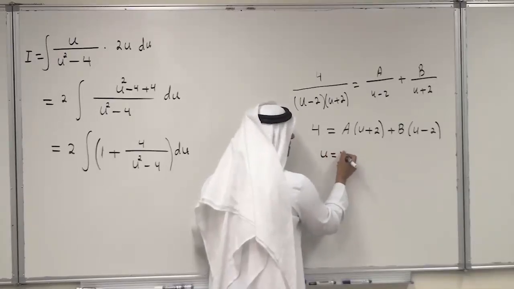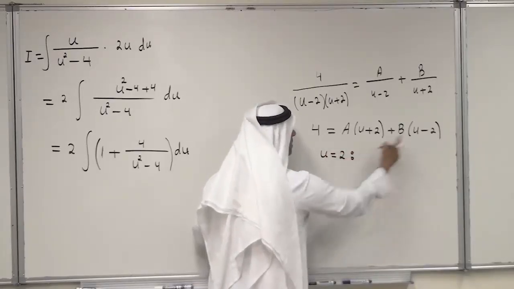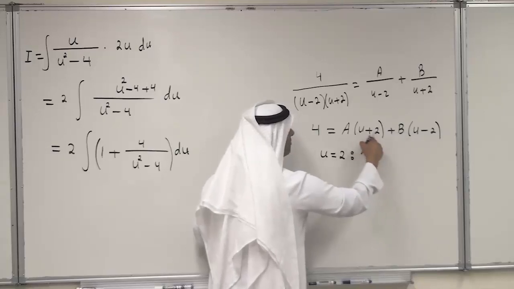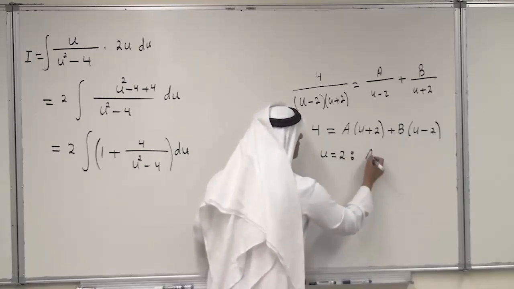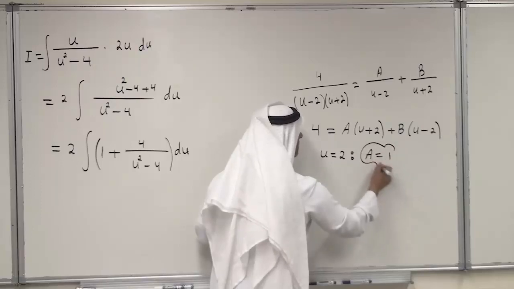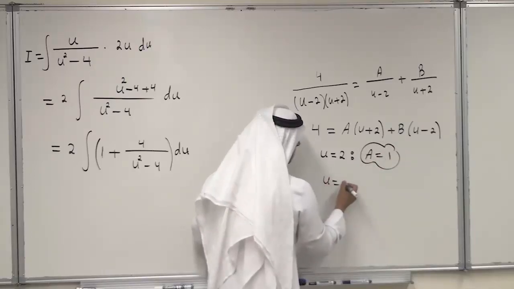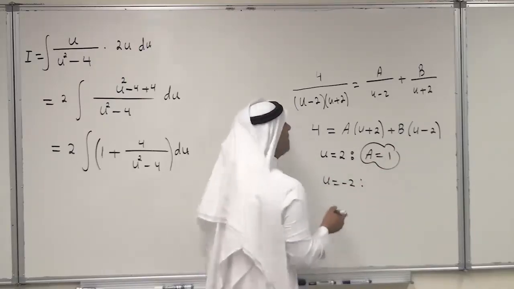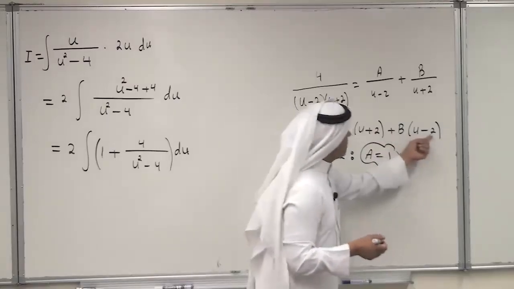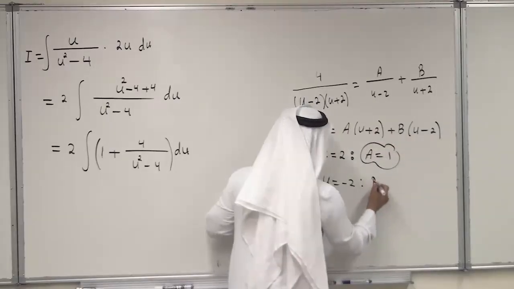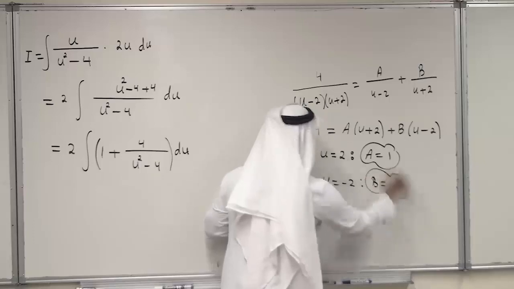So if we substitute u equal to 2, what do we get here? This will be 0. This will be 2 plus 2, 4. 4 over 4 is 1. So that will give me A equal to 1. If I substitute u equal to minus 2, I will get this is 0 and this is minus 4. So B is equal to minus 1. That's what we will get. Okay? This is what we have.